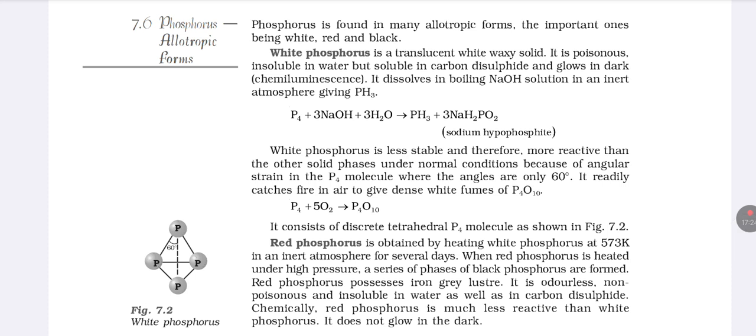Phosphorus allotropes. Phosphorus is found in many allotropic forms. The most important ones are white, red and black. White phosphorus is a translucent white waxy solid. It is poisonous, insoluble in water but soluble in carbon disulfide, and glows in the dark.